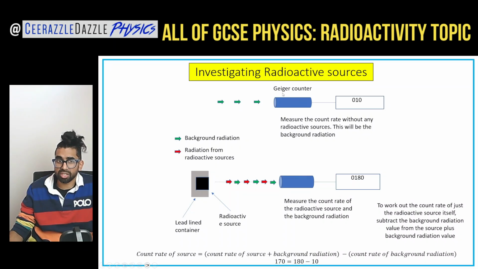Investigating radioactive sources. So let's say you were asked to actually measure the radioactivity of a source. First of all, you should measure the background radiation in the room. So you have the Geiger counter, you measure the background radiation in the room, which is going to be my green arrow. Okay, so let's say right now I measured it for 1 minute, I've got 10. Yes, 10 clicks in 1 minute. Then if I was to put a source in front of me, I would measure the count rate again. So let's say it's 180 over there.